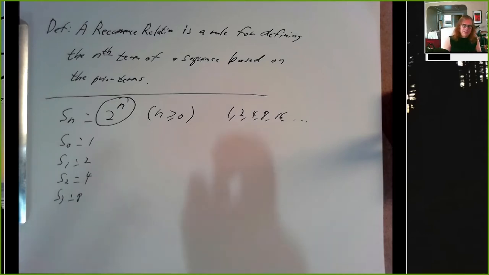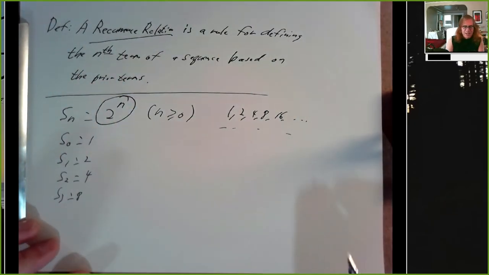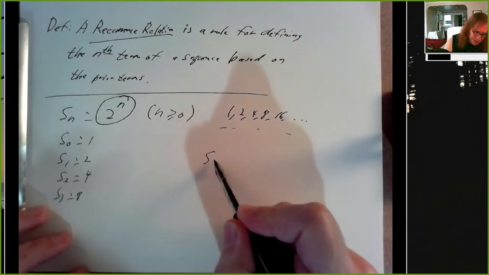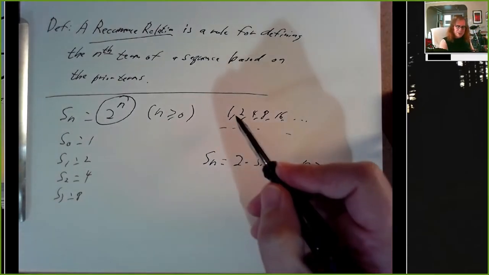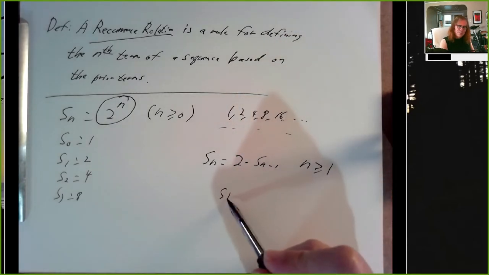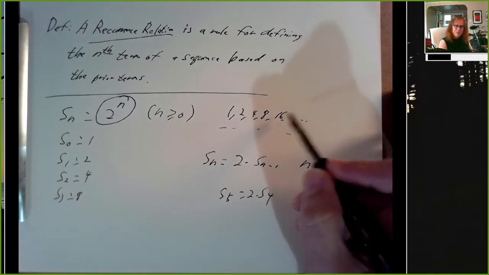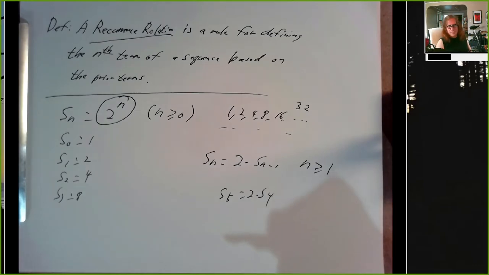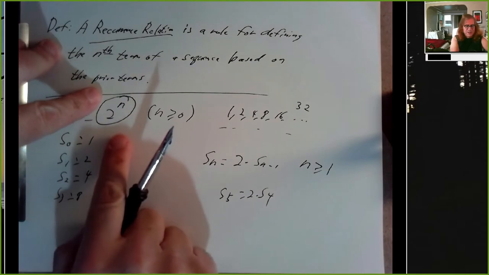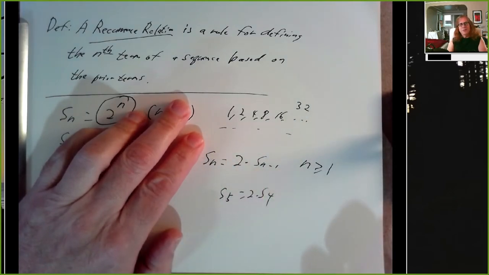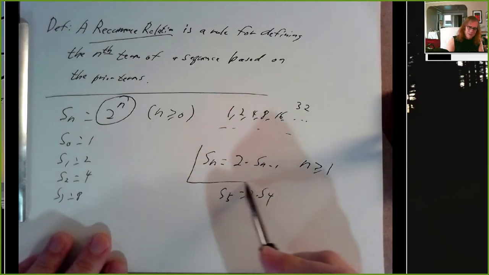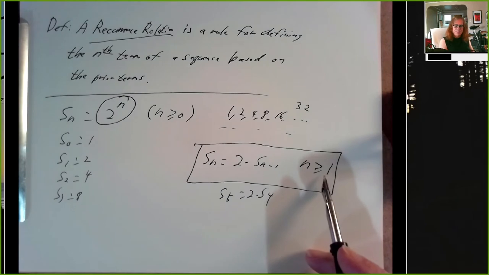But a different way to define the elements of a sequence is with a recurrence relation. Here's an example of a recurrence relation for this sequence. Term n is equal to 2 times term n minus 1, for n bigger than or equal to 1. So for example, if this is term 0, 1, 2, 3, 4, and I want to know the fifth term, it's just going to be 2 times the fourth term. The fourth term was 16, so the next term is going to be 32. This is a description of the nth term in terms of the prior elements of the sequence. And this is almost a perfect way to describe the sequence, except this only works if n is bigger than or equal to 1.